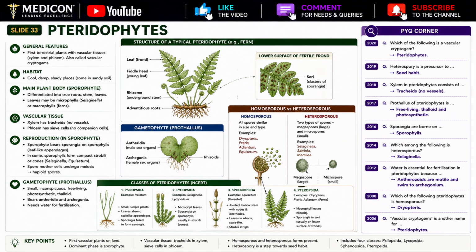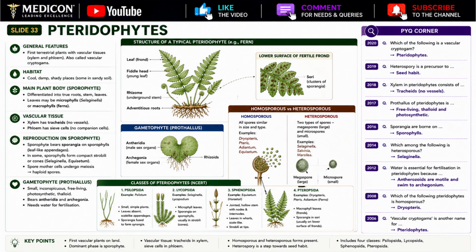This is very important. There are two types: homosporous versus heterosporous. Homosporous, the word itself explains, means all spores are similar in size and type. This can be seen in examples like Dryopteris, Pteris, Adiantum, and Equisetum. Whereas in heterosporous there are two types of spores, megaspores, which are large, and microspores, which are small. Examples are Selaginella, Salvinia, and Marsilea. Megaspore is large and microspore is small.